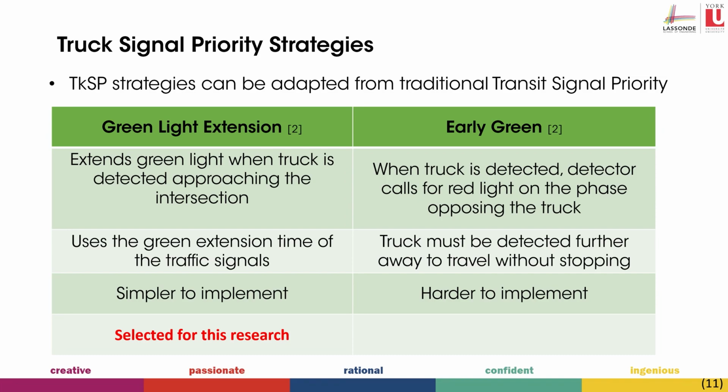Green light extension and early green were transferable due to the high volume of trucks and the irregularity in truck arrival time. A green light extension was chosen due to its simplicity to implement, allowing for the green light on an approach to be extended if a truck is detected approaching the intersection. This green extension time was selected for our research.